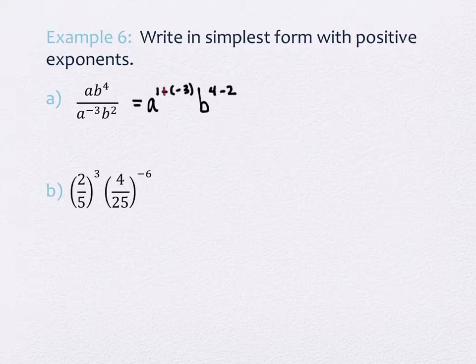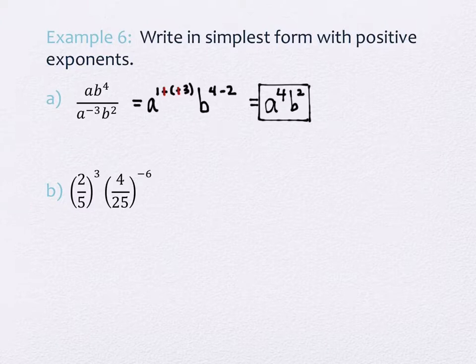Yeah, it's 4. We add. This is a to the 4th. And what about b to the 4 minus 2? B squared. If I ended up with anything negative, like exponents that were negative at that point, I'd have to take one more step to pull those negative exponents back to the denominator.